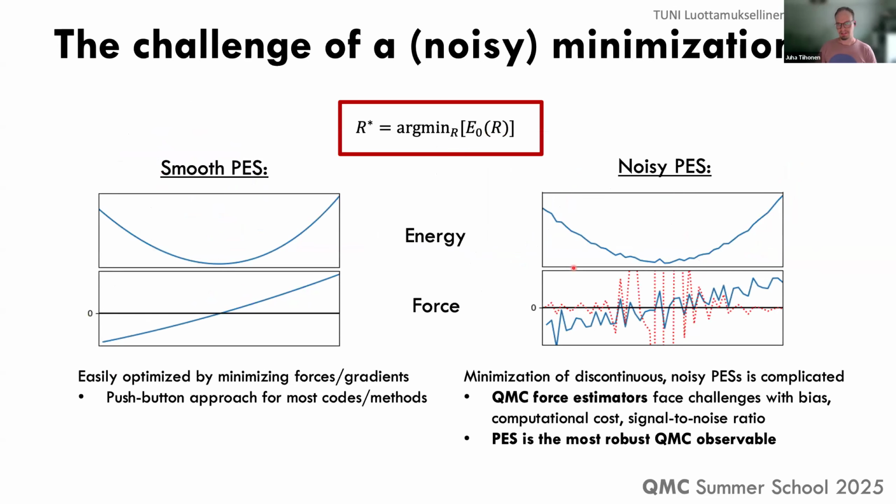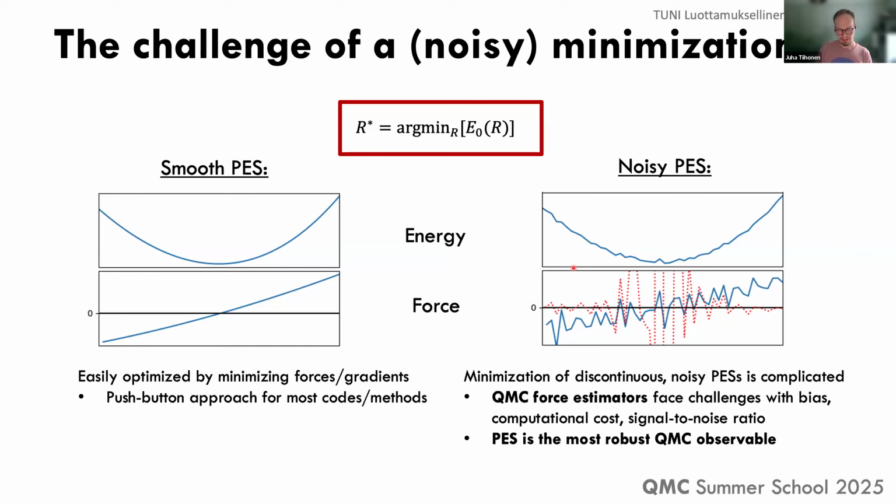Before going to that, I will just, in a hand-wavy way, illustrate the challenge of a noisy PES minimization. So, we are trying to locate the minimum of energy. If the PES is smooth, it's quite easy to imagine different algorithms for finding the zero of force, that is the zero of energy gradient. And this is indeed what basically all DFT codes and other deterministic codes do. It's a push button approach: minimize the force and you find the energy minimum.